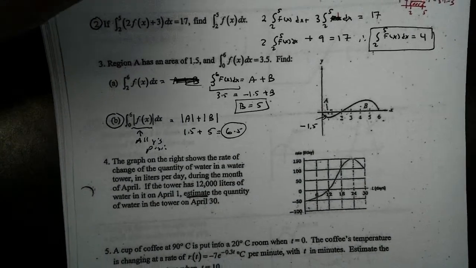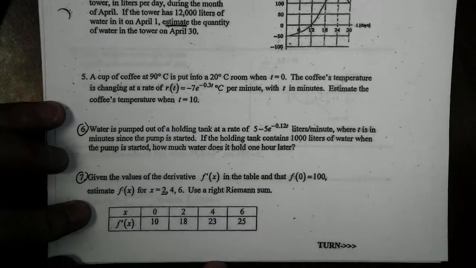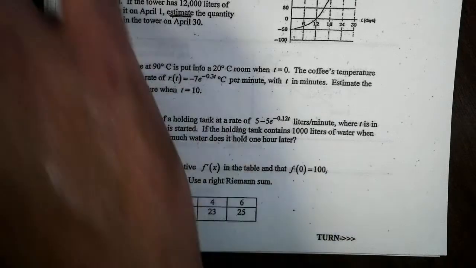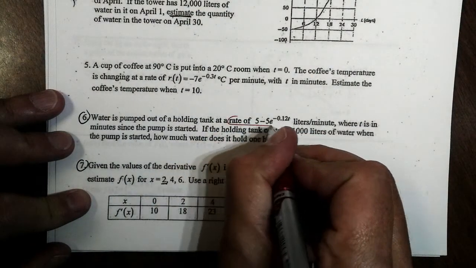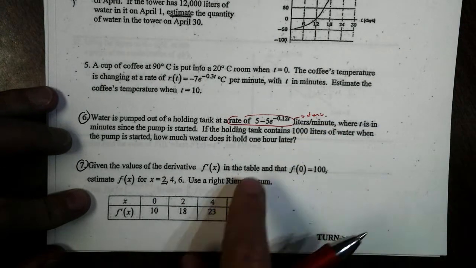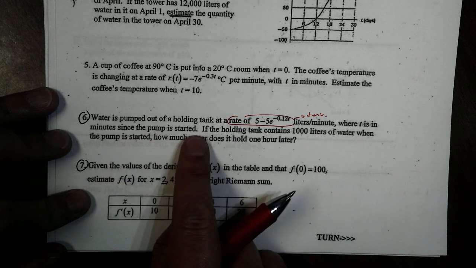All right, let's take a look at number 6, the calculator question. 5 and 6 are both calculator questions for us. This says water is being pumped into a holding tank at a rate. So if you notice, they're giving us this rate here, and that is a derivative. So chances are, if they give us a derivative, we're going to have to integrate, where t is in minutes since the pump started.